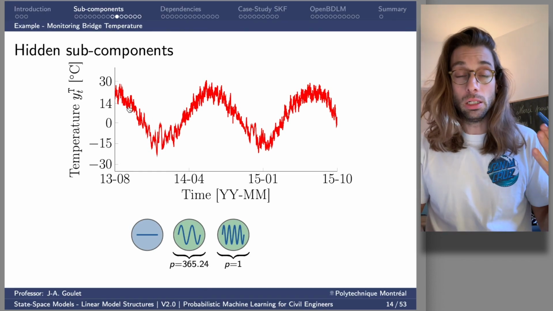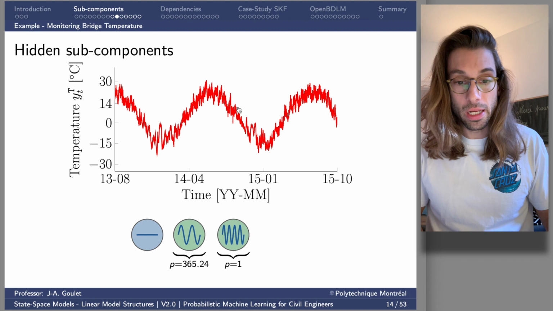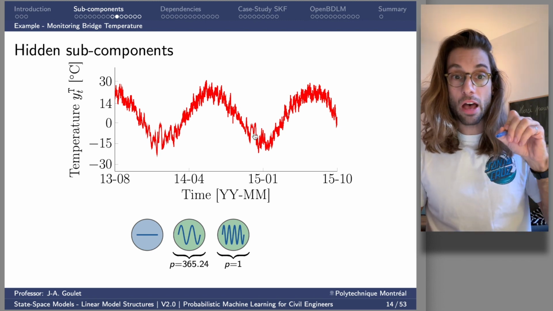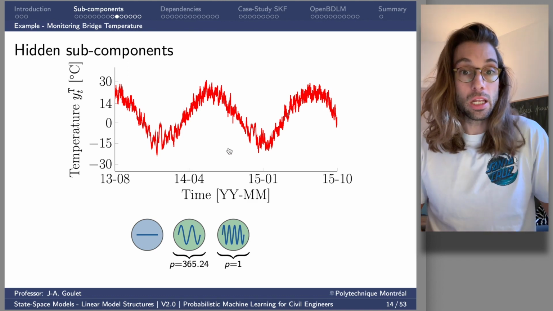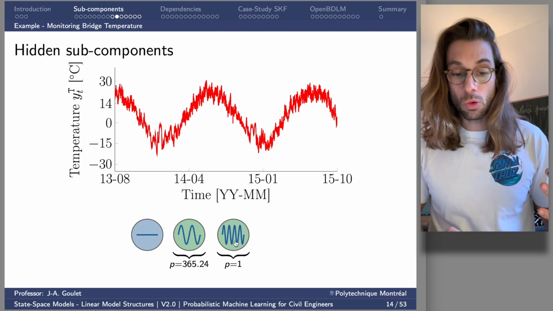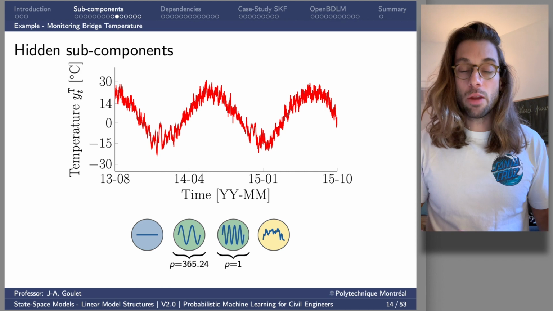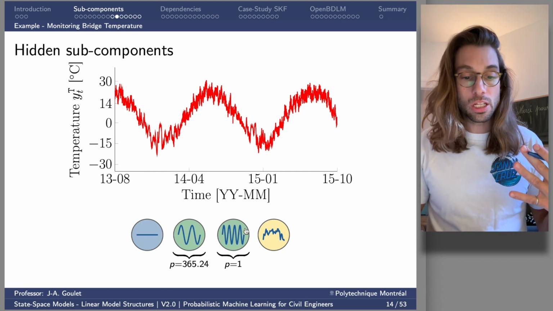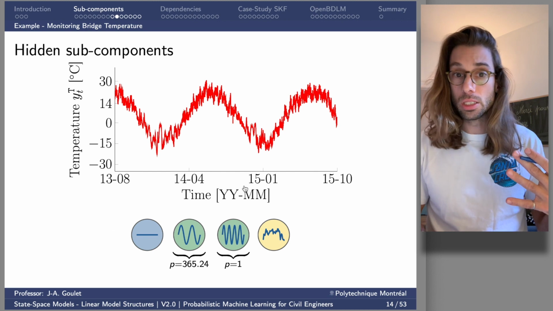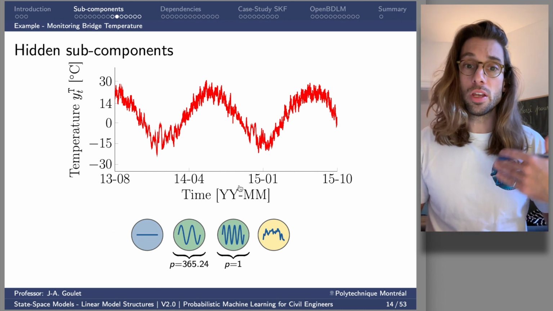Then on top of this, we don't clearly see it because we have too many data points here, but we also have a daily pattern that is superimposed onto it. So we need a second periodic component, with this time a period of 1 day. And we want to add an autoregressive component to try to capture what is not captured by these other hidden states, but which is not observation errors, okay?